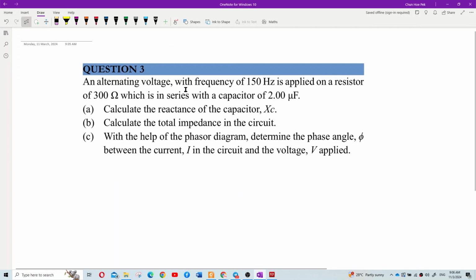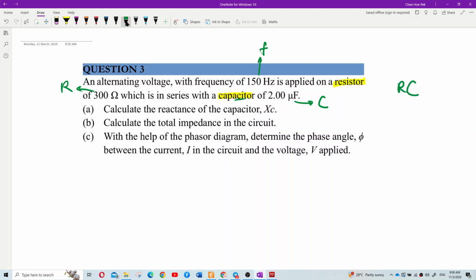An alternating voltage with frequency. Okay, here they give the frequency. Resistor, this is R, and this is capacitor, this is C. So identify what circuit is this? Resistor and capacitor again. So again, this is an RC circuit, just like just now.